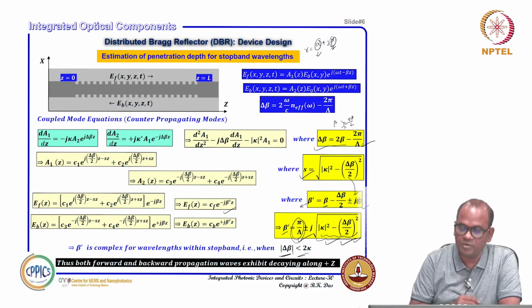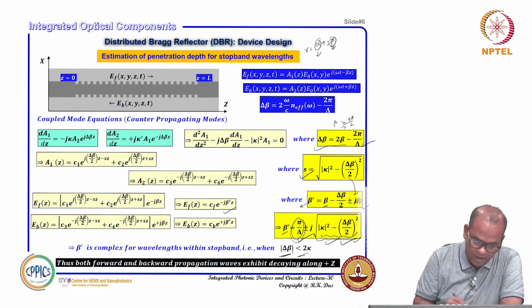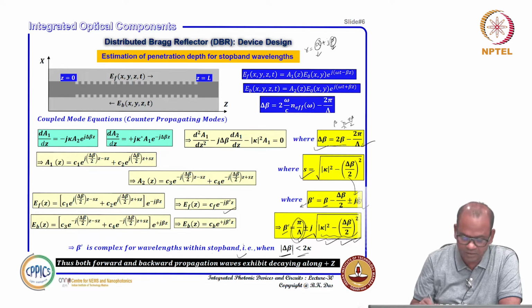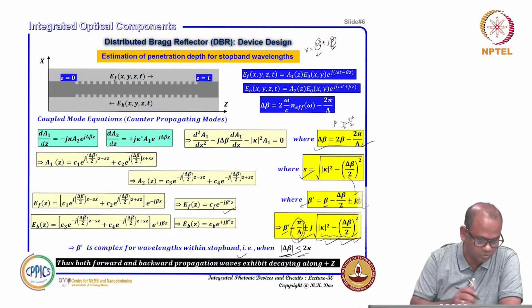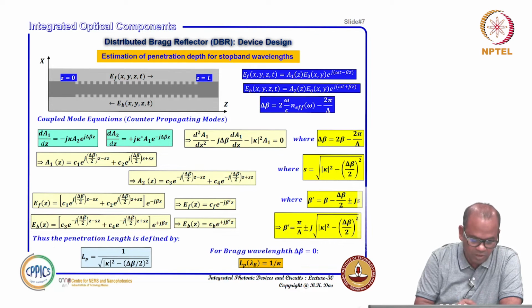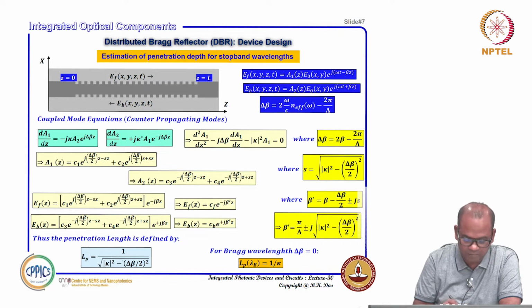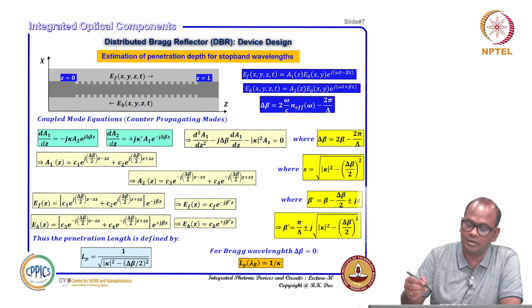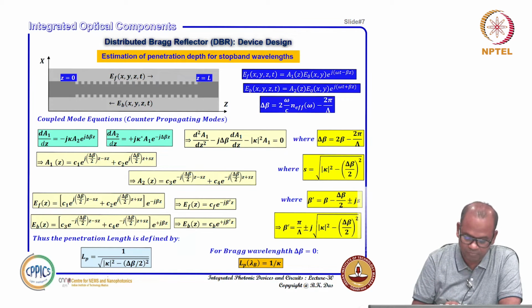So when it is complex, what does this mean? This means that within the stop band, beta prime is complex for wavelengths within the stop band. This is the condition we found. Now because of that, the penetration length is defined by LP equal to, that means the electromagnetic wave, the forward propagating wave or backward propagating wave, both will be attenuated along the DBR because of the imaginary part.